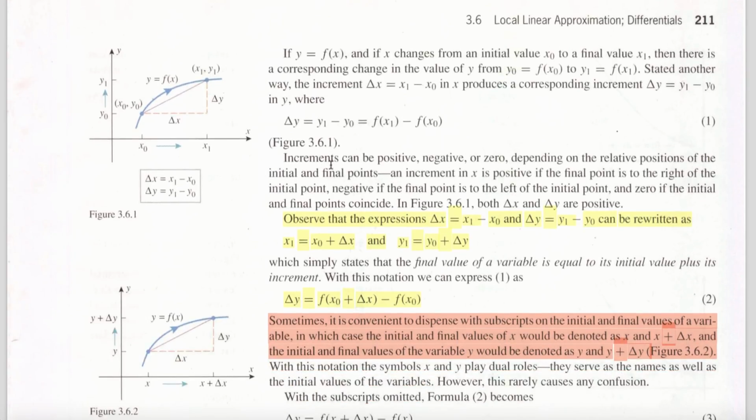Now, increments can be positive, negative, or zero, depending on the relative positions of the initial and final points. An increment in x is positive if the final point is to the right of the initial point, negative if the final point is to the left, and zero if the initial and final points coincide.